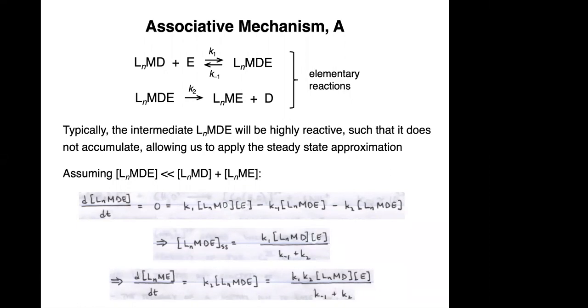And we showed that with the steady state approximation, you could derive a rate law. And that rate law is shown at the bottom here. And we noted that there's a difference between this and the rate law that we derived for a dissociative mechanism in which there were concentration of D and concentration of E terms in the denominator. And as a result, this rate law means that associative reactions won't show a saturation type of behavior. And so as you increase the concentration of E, you should continue to increase the rate of the reaction.